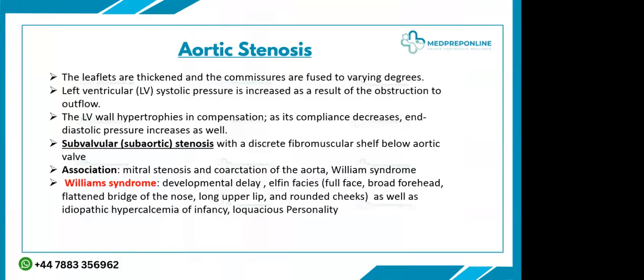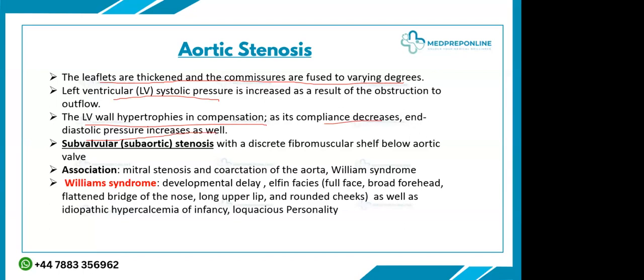Next, the last one, aortic stenosis. In this presentation, the leaflets are thickened and the commissures are fused to varying degrees. Due to this, there will be increased left ventricular pressure, because the left ventricular outflow, the aortic valve, is fused or obstructed. So LV systolic pressure will be increased, and the LV wall will become hypertrophied in compensation, and its compliance decreases and diastolic pressure increases as well.